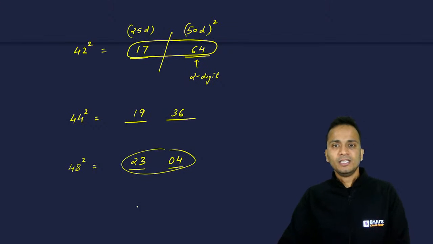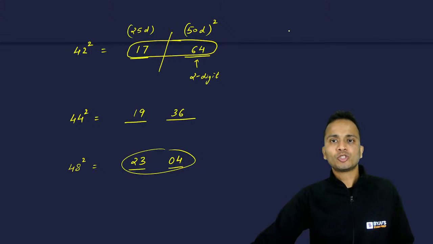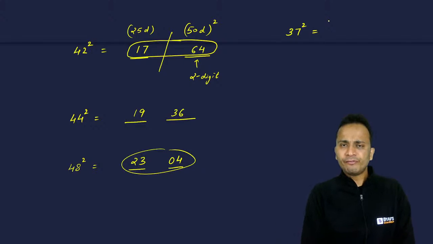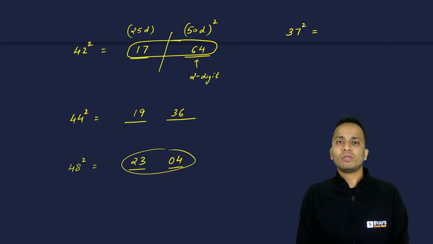Okay, let's see one more example. 37 square. 37 square. I'll wait for 10 seconds and after that I'll start with the calculations.